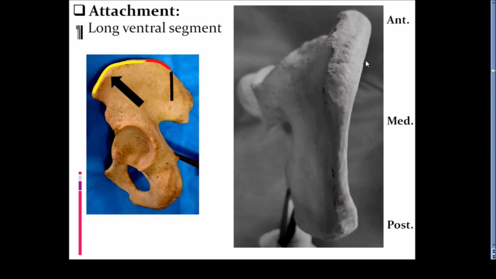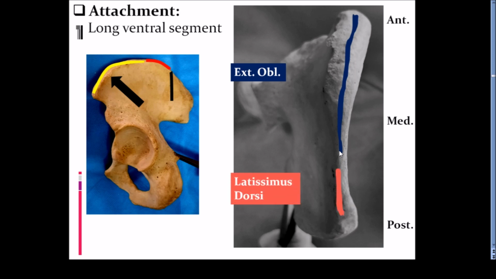Now the attachments. We start from lateral to medial, and we discuss only the attachments related to the abdomen and pelvis. From outer to inner, or lateral to medial, the anterior 2/3 of the ventral segment receives the insertion of the external oblique muscle. In the same plane, the posterior 1/3 of the ventral segment gives origin to the latissimus dorsi muscle.